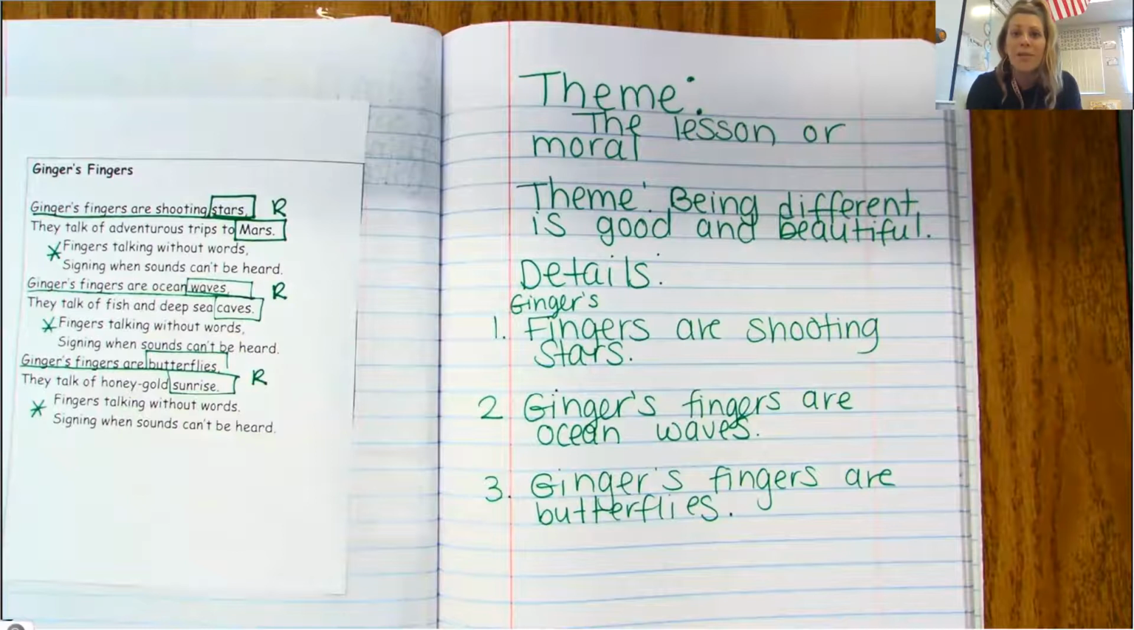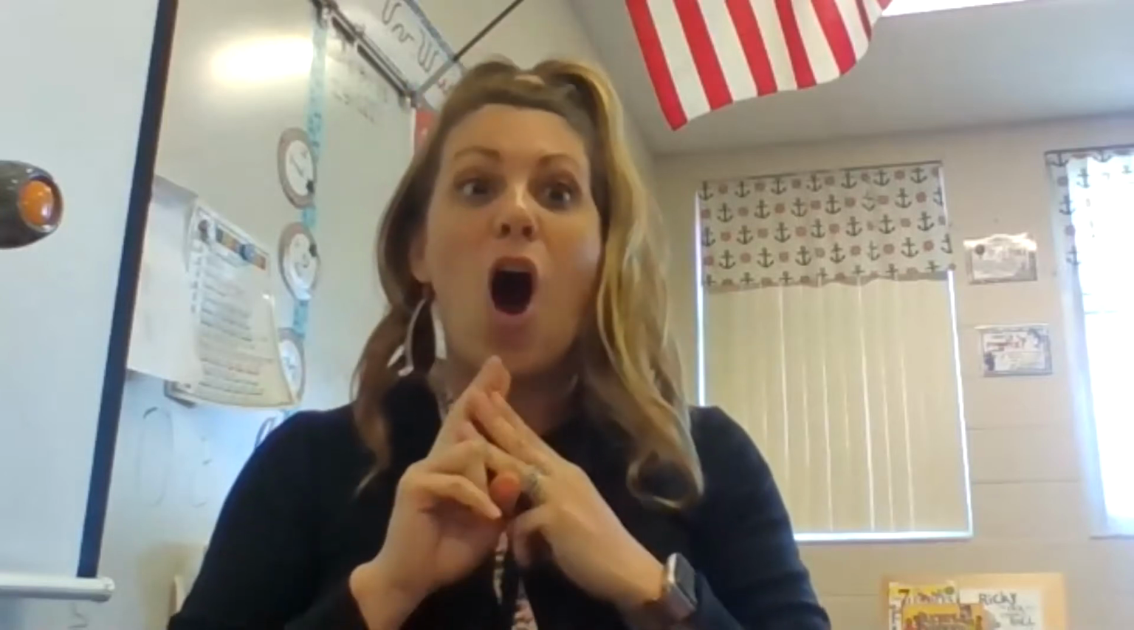So we will spend the rest of the week working on poetry and really being deep thinkers. We'll be looking for those metaphors. We'll be looking for those rhyming words. But most importantly, our skill this week is the theme. We are figuring out what the message is that the author is trying to teach us.